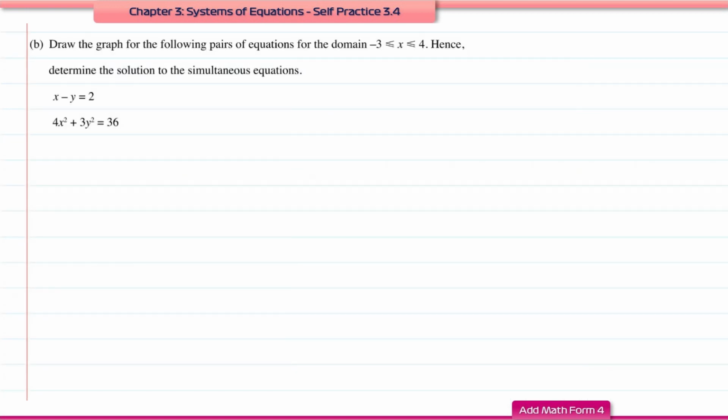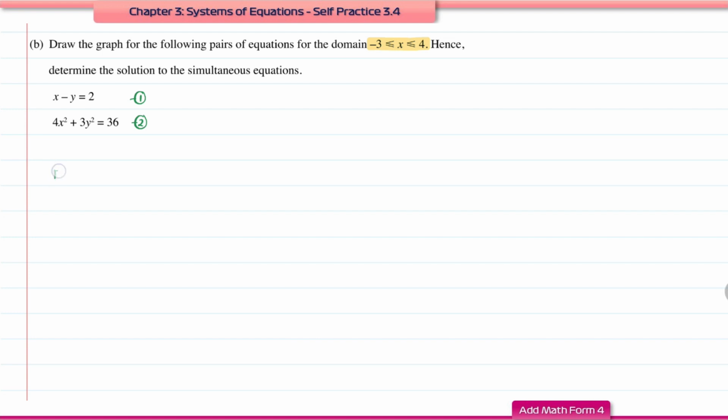Question B. Draw the graph for the following pairs of equations for the domain of x between -3 and +4. Hence, determine the solutions to the simultaneous equations. So we also want to find the intersection points between these two graphs. First I'm going to label these two equations as 1 and 2. The coordinate x is between -3 and 4. Next, we need to find the coordinate y for each of the equations.